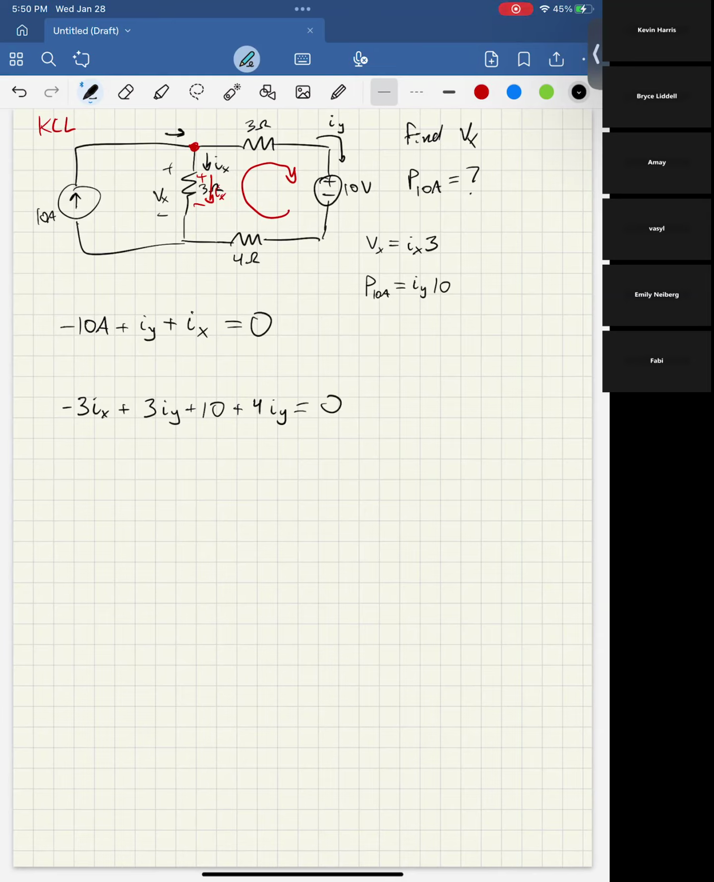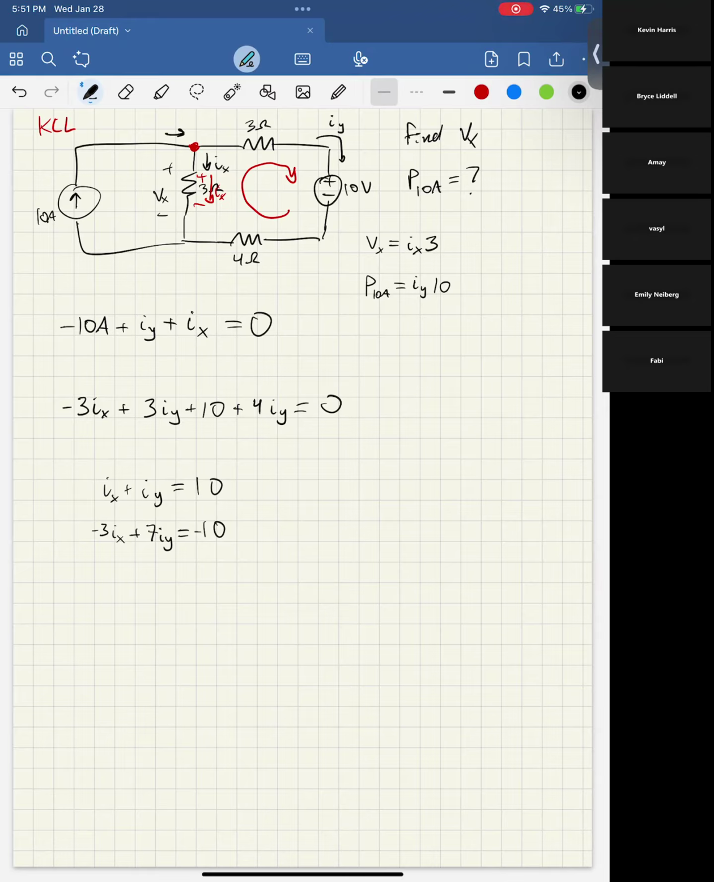And there we go. Now we have a second equation, and we can rewrite both of these in the standard form. So we're going to have IX first, because that comes first in the alphabet: IX plus IY equals 10. And then if we combine like terms, we get -3 IX plus 7 IY equals -10.